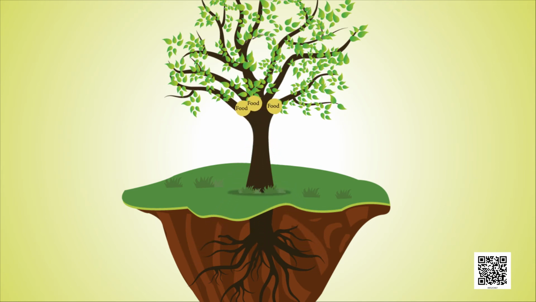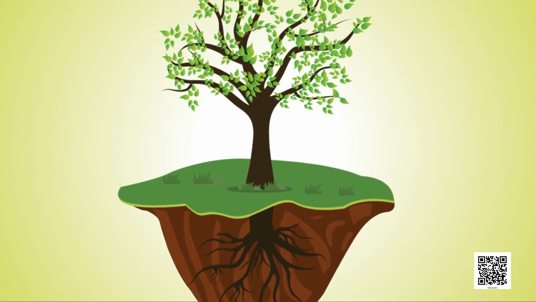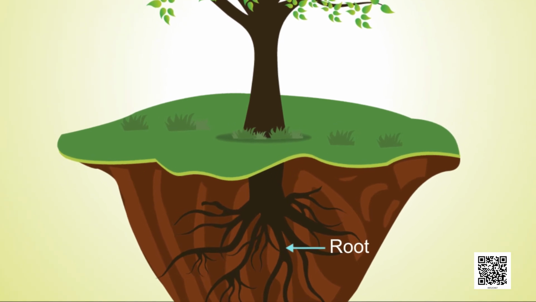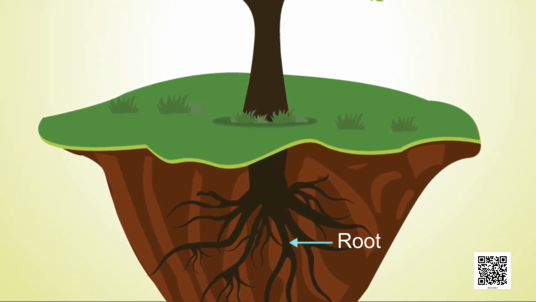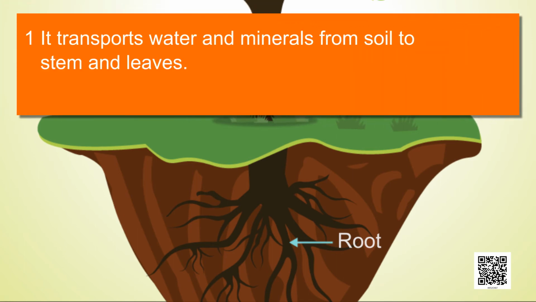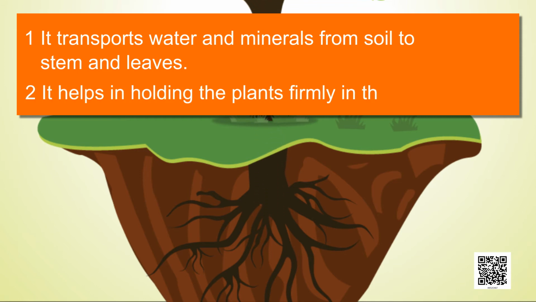The non-green part of the plant, which is present inside the soil, is called root. Root performs two important functions in plant. It transports water and minerals from soil to stem and leaves. It helps in holding the plant firmly in the soil. They anchor the plant in the soil.